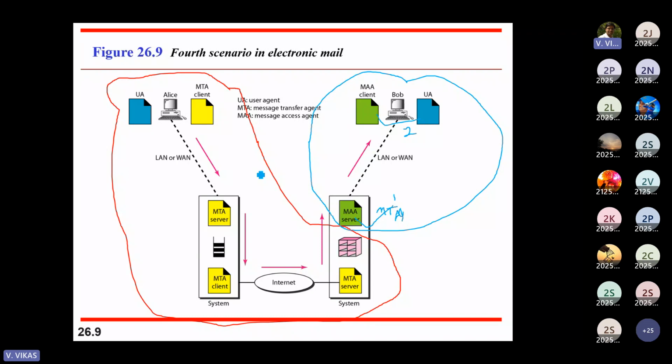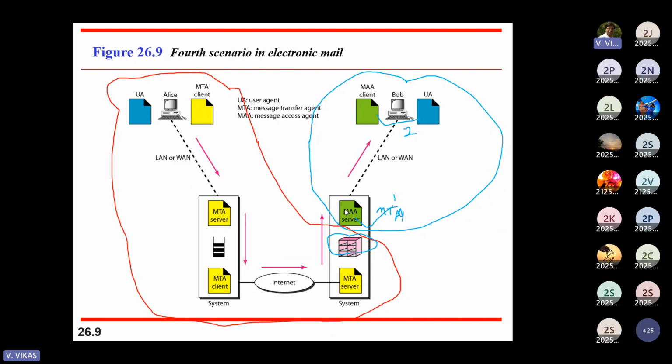So we are considering that both clients are connected to their servers through a LAN or WAN. Till you reach the mailbox of the destination, everything is fine. But from there, the variation starts. As we were discussing, message transfer agents have been created to provide the push operation, but they are not provided to provide the pull operation. So we are taking the help of the MAA, which stands for message access agent, and pulling the information.